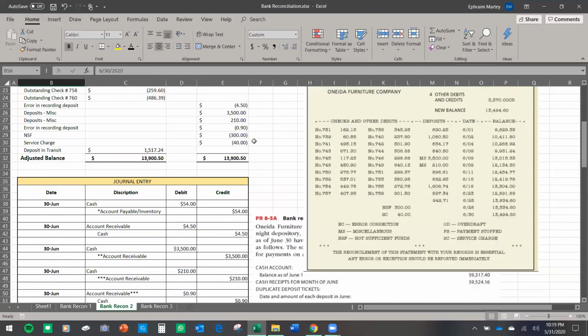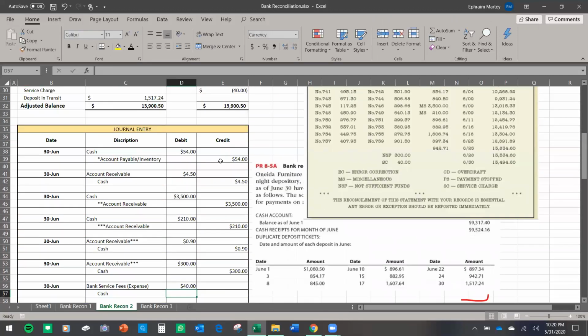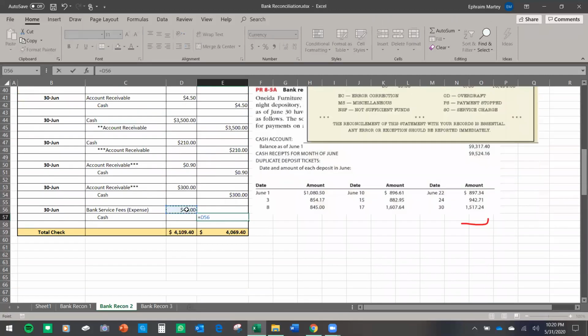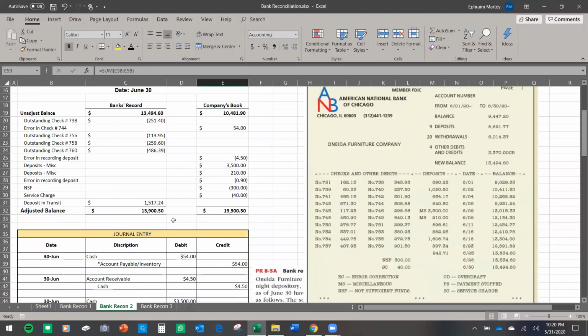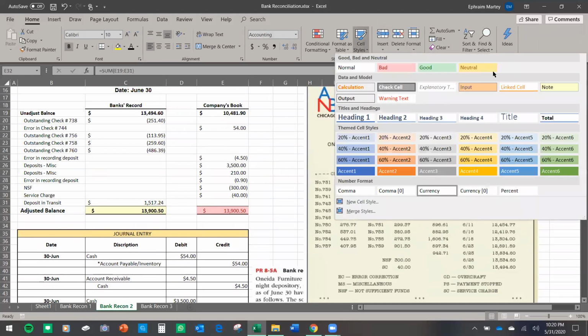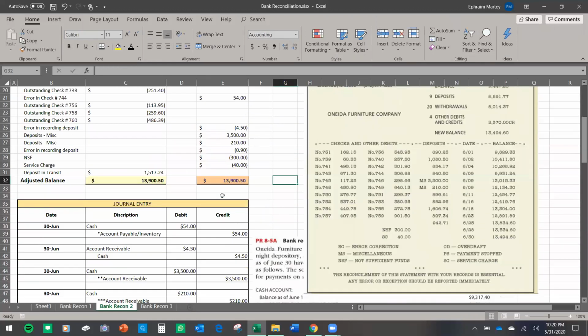So we have the last one, which is 40. What is it? This is a service charge. We know service charge is an expense, and then our cash is going down. Because it's negative over there, we're going to use negative to make it positive, and then we reference that. So we know we have here the same 410.09.40. So that is our bank reconciliation. This one is the same, everything reconciled, and this one too reconciled with the bank's record.